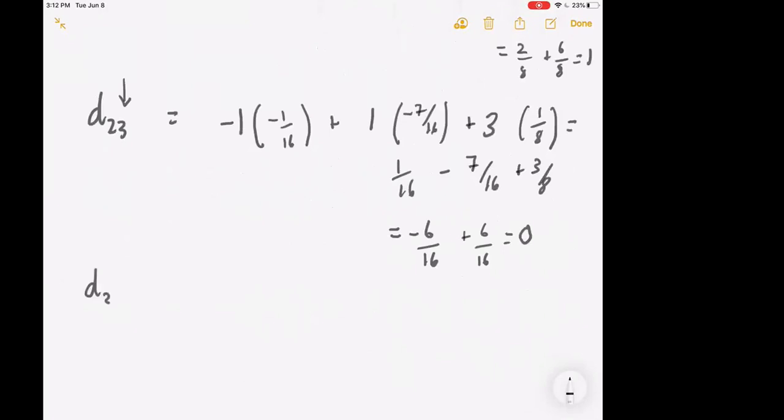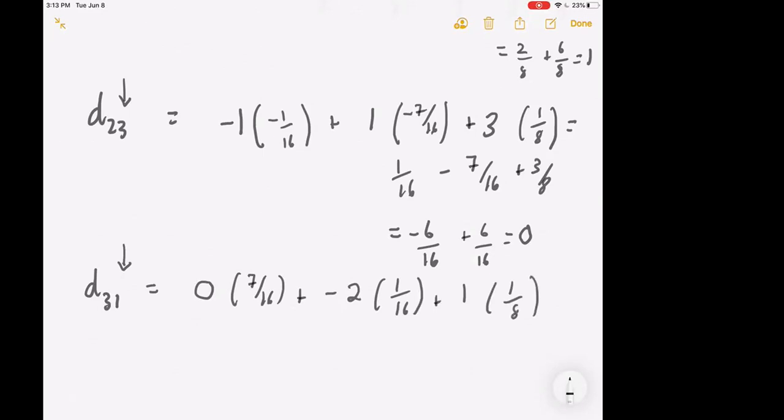I have to look at the third row of the first matrix. I can pull out its matrix elements. They are 0, minus 2, and 1. And next I have to look at the matrix elements of the first column of the second matrix. They are 7 over 16, 1 over 16, and 1/8 respectively. So this simplifies to the following, which you can see vanishes.